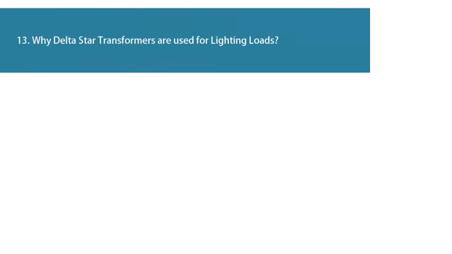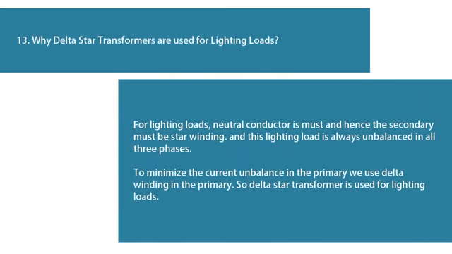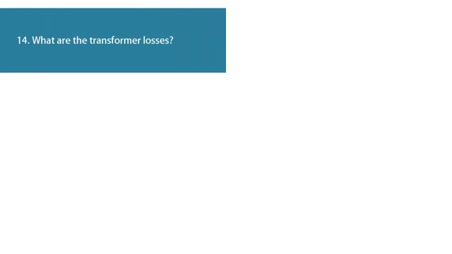13. Why are delta star transformers used for lighting loads? For lighting loads, a neutral conductor is a must, and hence the secondary must be star winding. And this lighting load is always unbalanced in all three phases. To minimize the current unbalance in the primary, we use delta winding in the primary. So a delta star transformer is used for lighting loads.